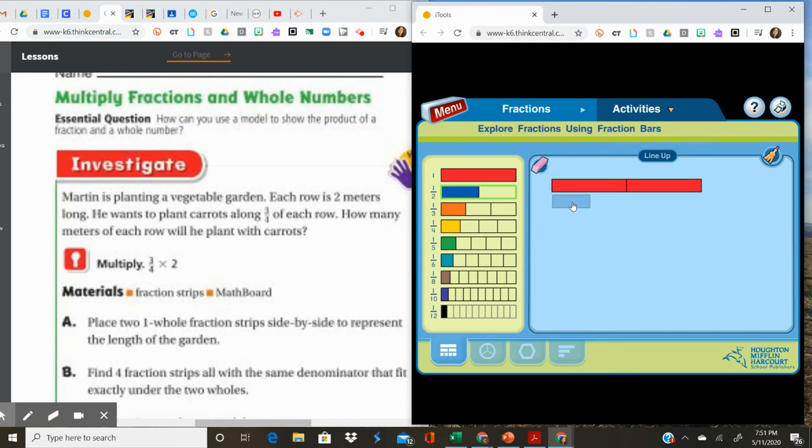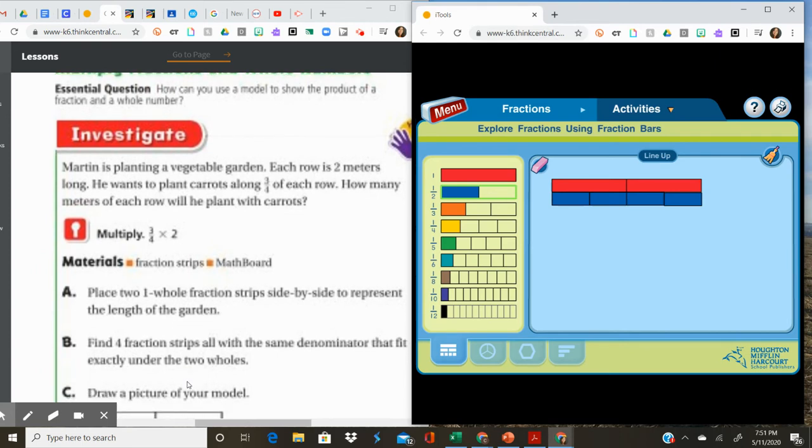Let's try this. I'm going to line these up so they're exact and I can tell. 1, 2, 3, and 4. Looks perfect. So the 1/2 fraction strips fit under those 2 wholes. I can fit 4 of them under 2 wholes. That shows me that 1/2 is the correct size piece.